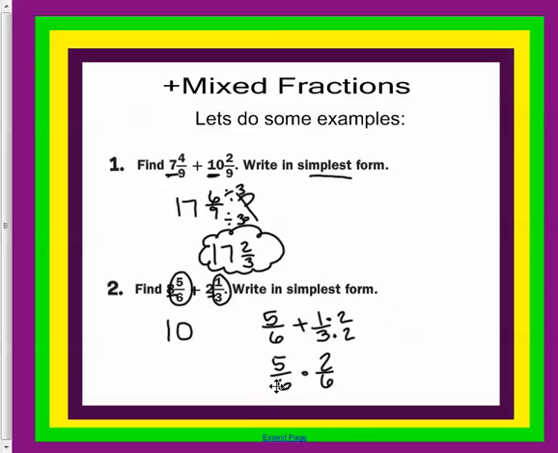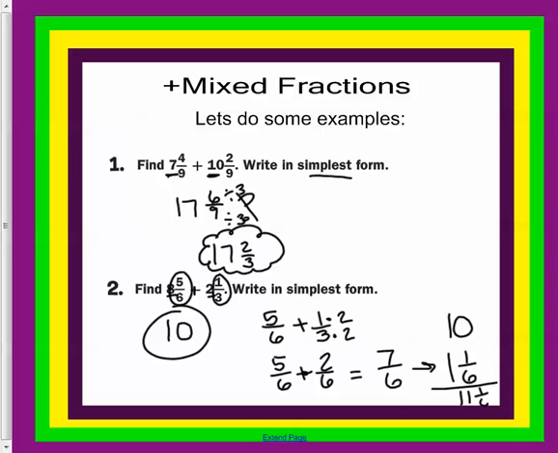Okay. So now I'm going to add them together and I get 7/6. Am I done? No, because that's improper. I have to change that to a 1 and 1/6. So remember that 10 over there? I had that to begin with. So now I have 11 and 1/6. And I am finished, finito. It's in simplest form. I can move on.